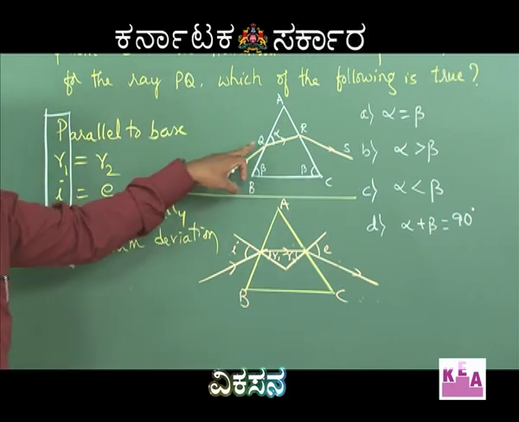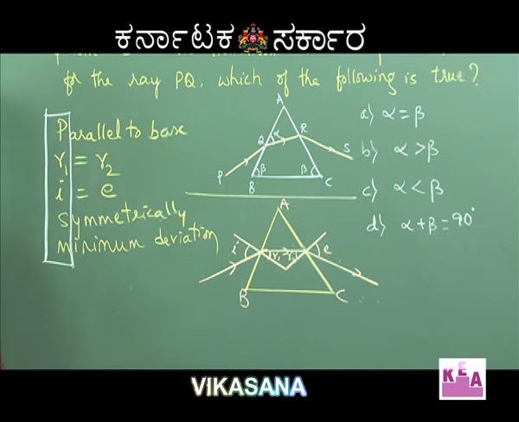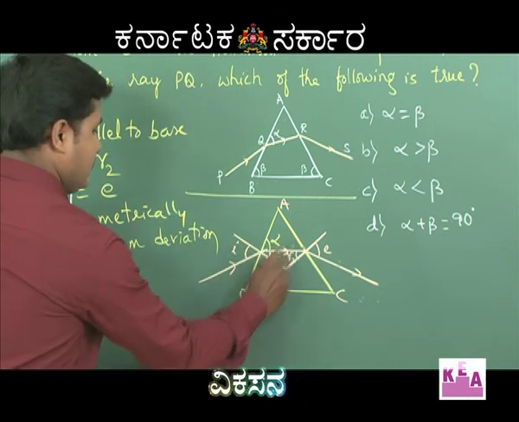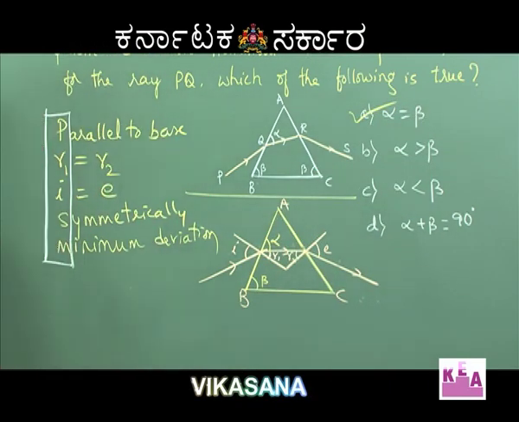So what happens if QR is parallel to the base? Alpha and beta will be corresponding angles. So corresponding angles must be equal. So what is the connection between alpha and beta? They are equal. If this is alpha and this is beta, they should be equal. Option A is the right answer.